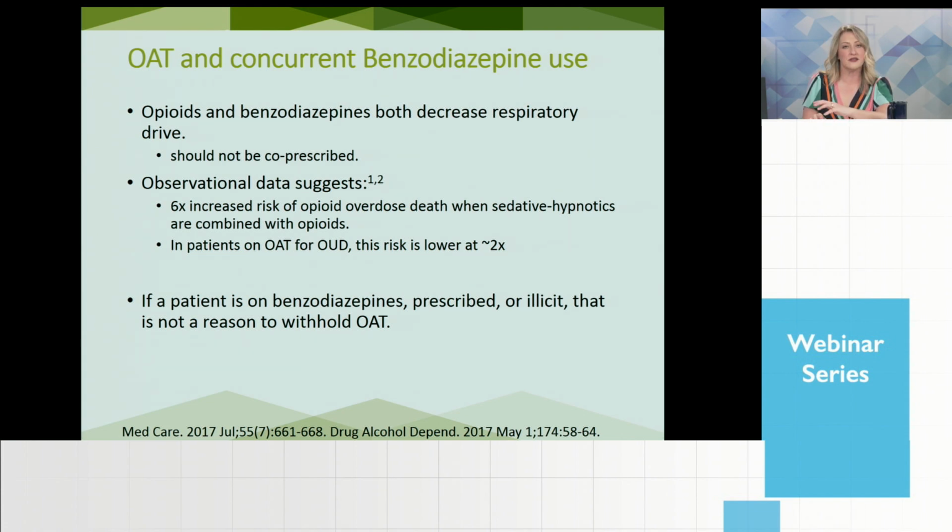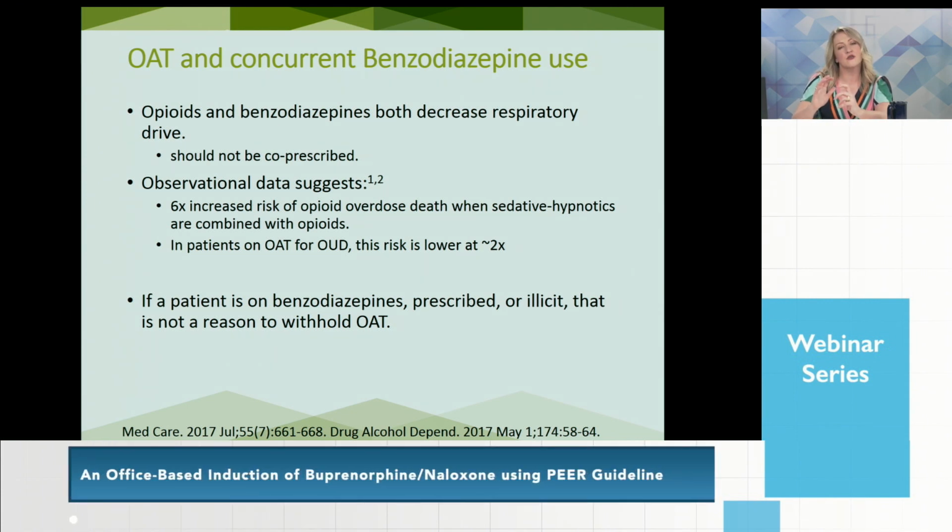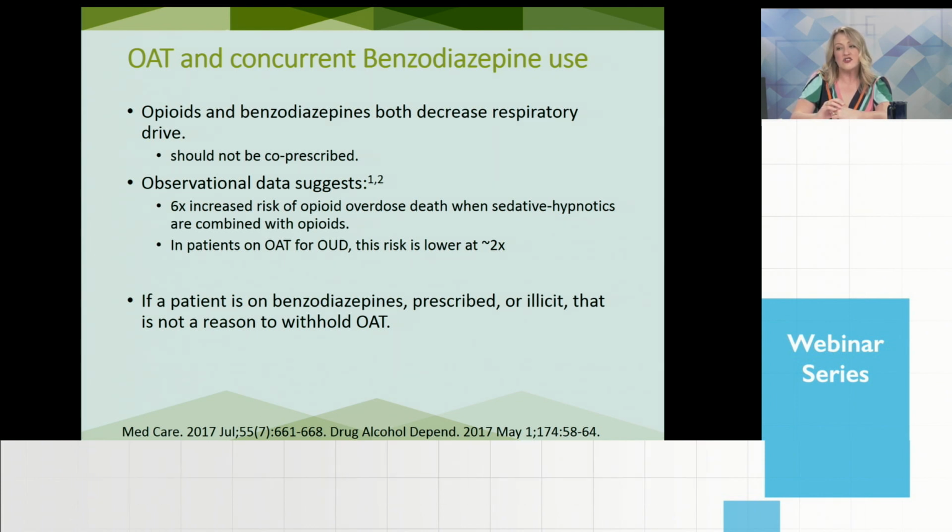I always get asked about benzodiazepines because, as we know, combining an opioid and a benzo is not a good thing. If you look in the middle there, it usually equates to about a 6 times increase in overdose death. But when you put a patient on OAT, that risk lowers to about 2 times. And so that's another reason why if a patient's on benzos, prescribed or illicit, it shouldn't be a reason to withhold their access to OAT. In fact, it should be a reason to encourage it.